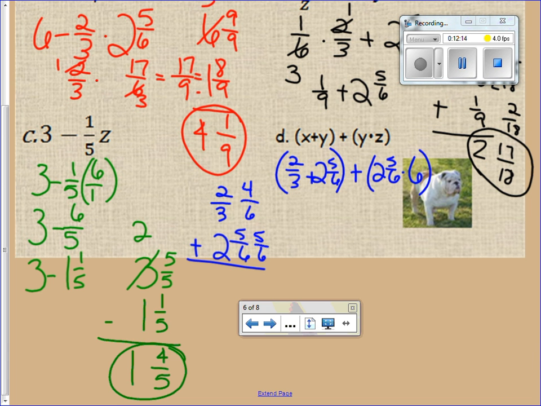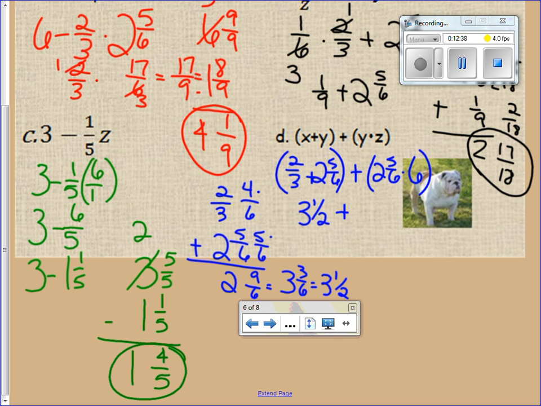Now I'm adding my fractions. 4 plus 5 is going to be 9 over 6 and 2. Now that's going to be another whole, so that's going to change to 3 and 3/6, which is going to equal 3 and 1/2. So the first parentheses, when solved, is going to be 3 1/2.